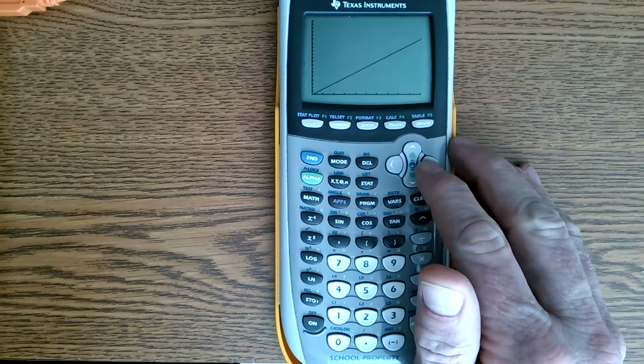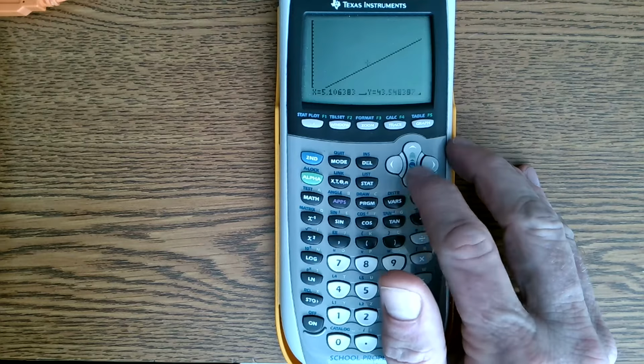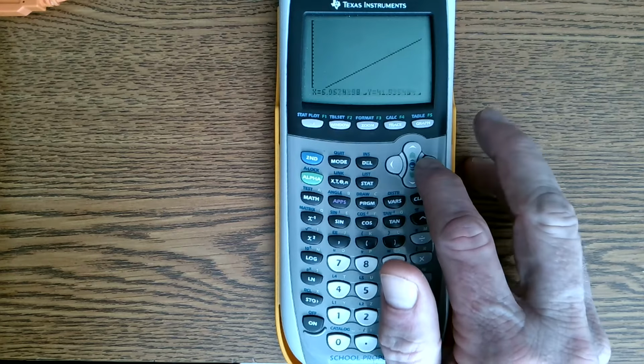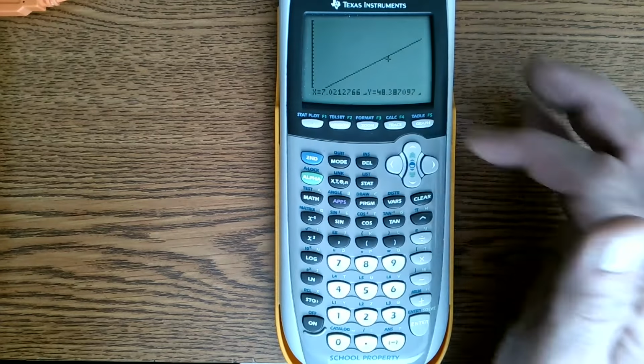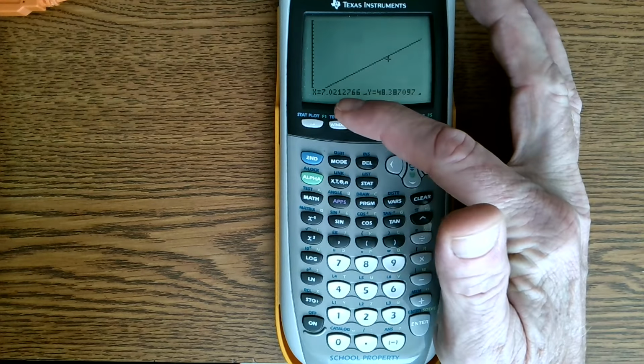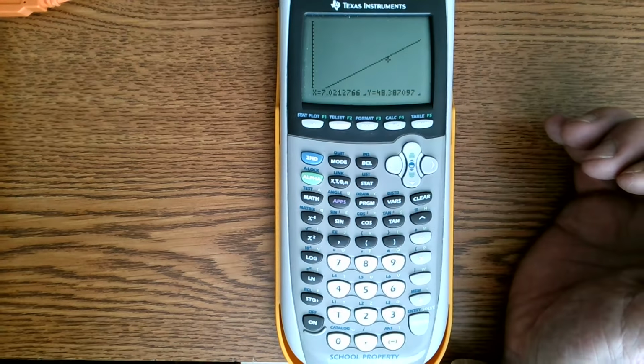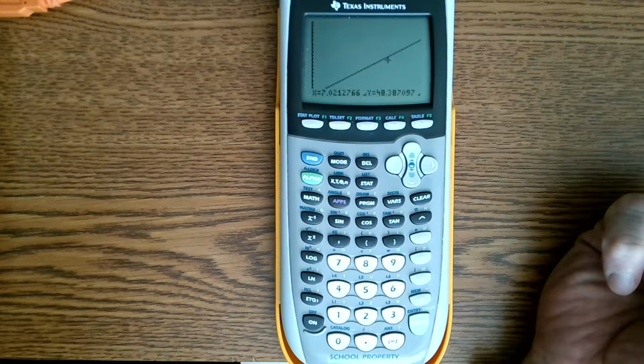And let's say we want to know how much 8 tickets cost. Well, we can use our little arrow key here, and we can try to find where X is 8 and see how much it would cost. But as you can see, that's very tedious, and it's very difficult to get to 8. That's where the table feature comes in handy.